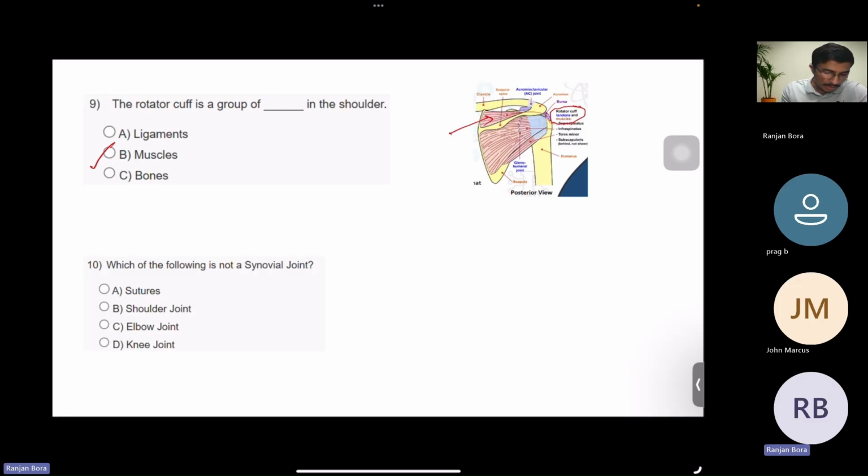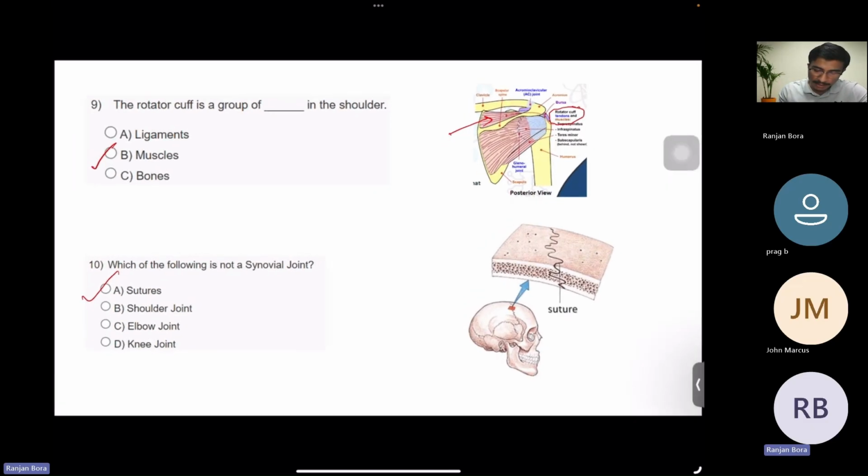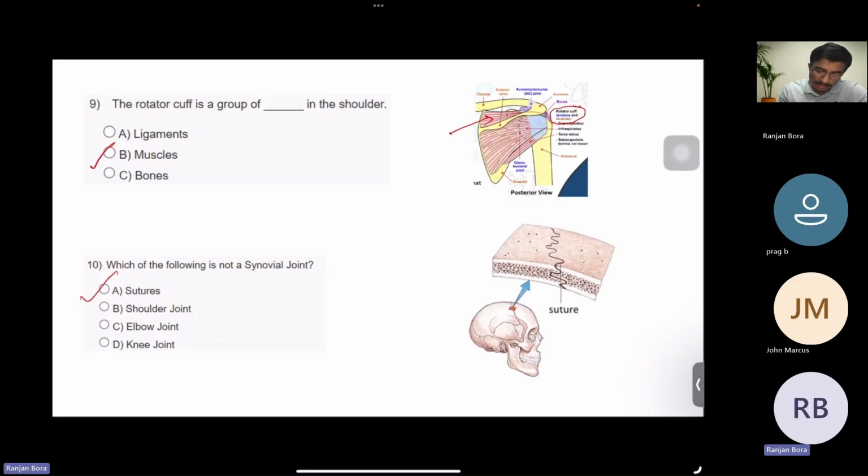Which of the following is not a synovial joint? Sutures is not a synovial joint. It is an unmovable joint, and it is present in our skull. You can see this in the skull. The elbow joint is a type of synovial joint. Synovial means fully movable joint.